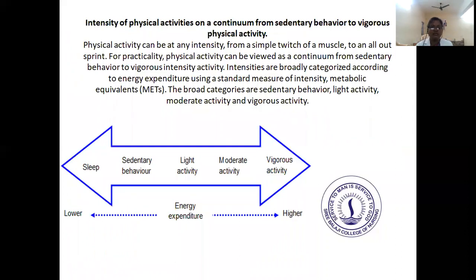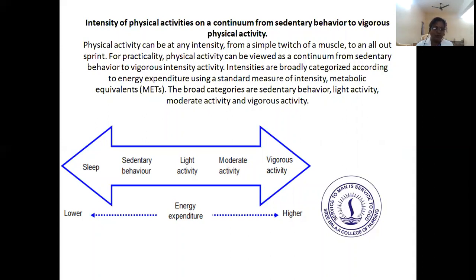Intensity of physical activities on a continuum from sedentary behavior to vigorous physical activity. We have a continuum that's starting from low and ending at high. That's the continuum we are seeing. You can see that it's from lower to higher, through energy expenditure, so how we are using the energy expenditure, lower to the higher.